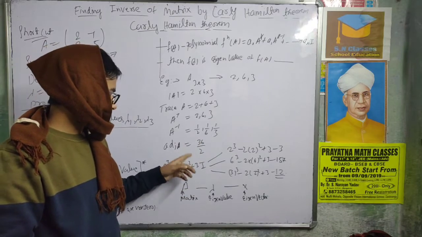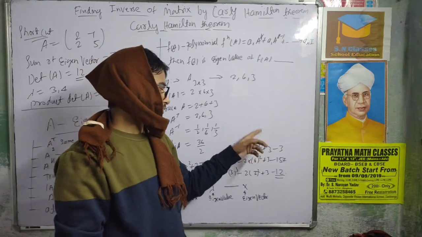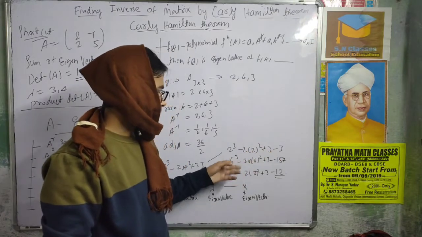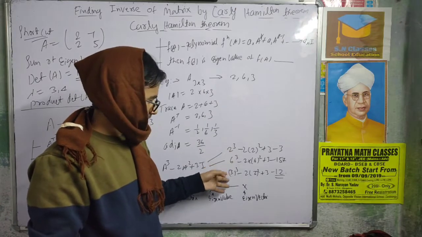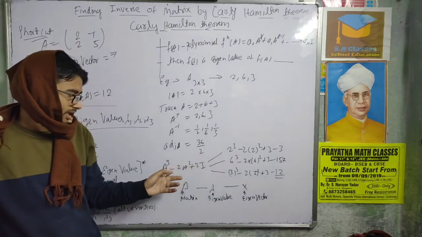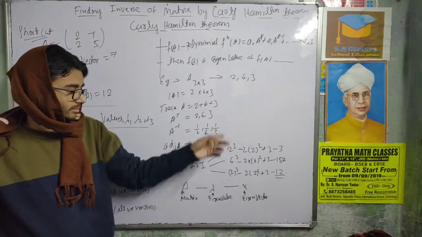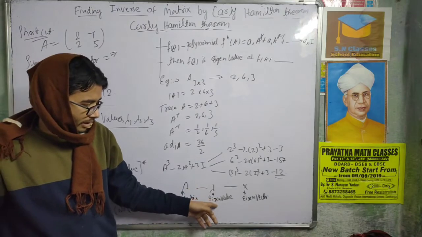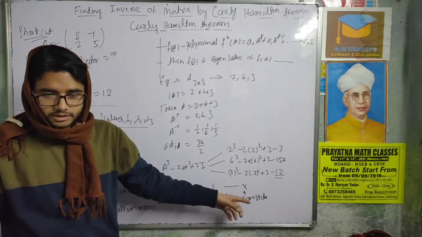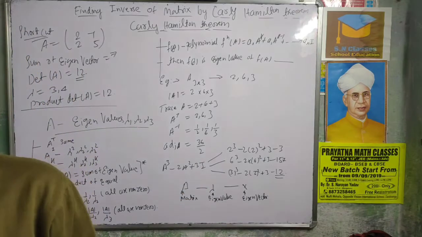For A cube minus 2A square plus 3I, the eigenvalues are lambda cube minus 2 lambda square plus 3. Similarly, put all the lambda values in this expression and you will get three different answers. In the place of A, we have put lambda 1, similarly lambda 2 also, lambda 3 also. So any matrix is equivalent to its eigenvalues and eigenvectors. Understand that, that is the basis behind this.